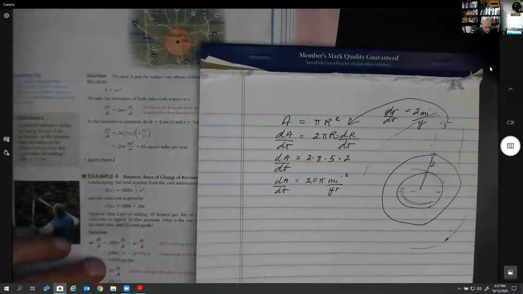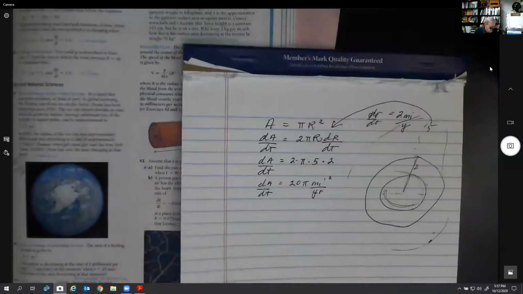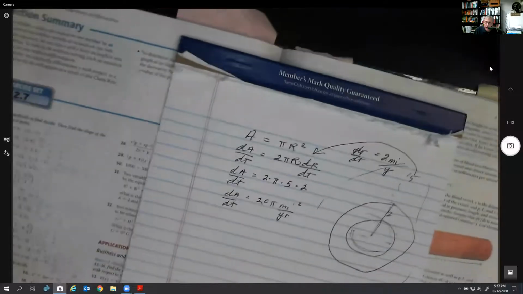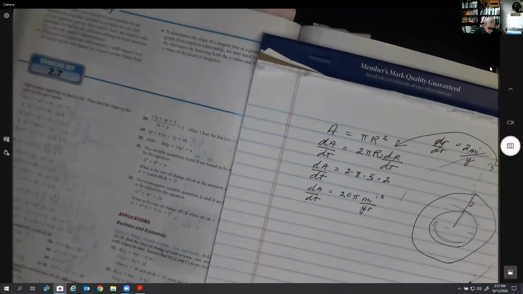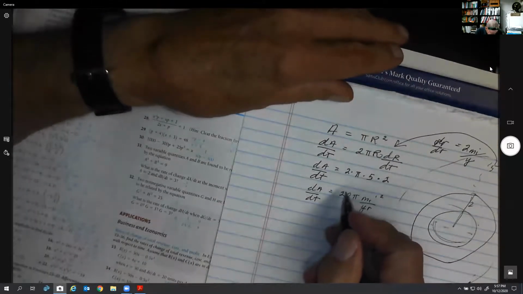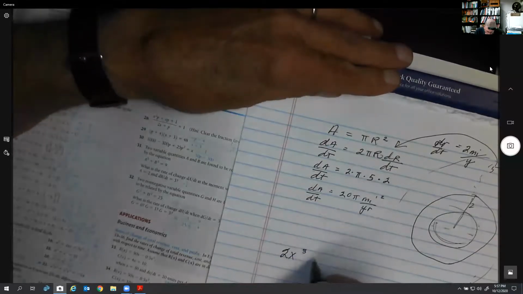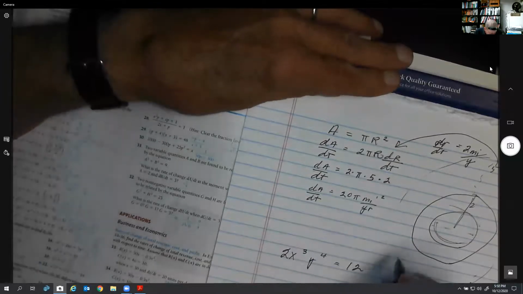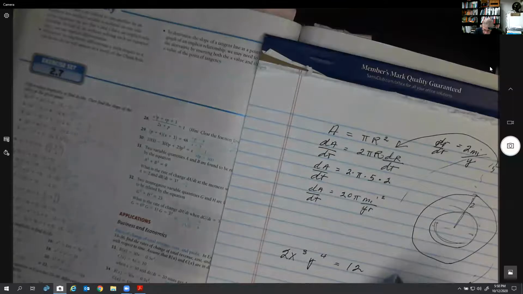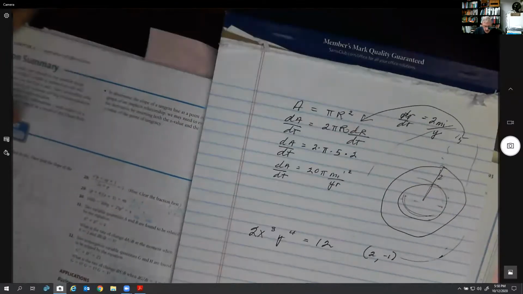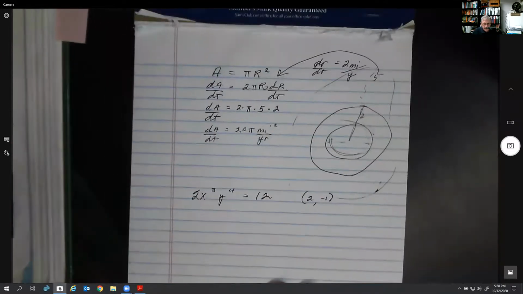So that's what we mean by kind of related rates. We'll work on some more related rates later. Let me try one more problem real fast. See if we can solve this problem. And we want to find out what's going to be the slope at this point, 2, -1. We want to find out what's the slope of this equation at that point.